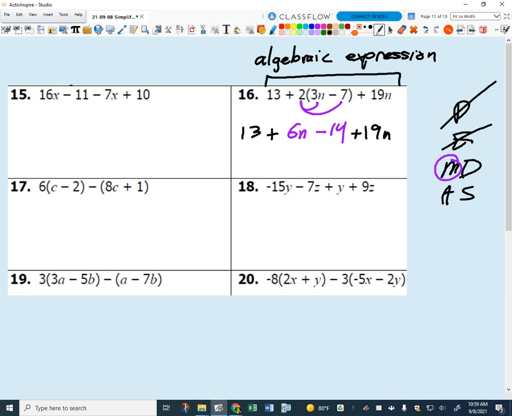Last step, I'm just combining like terms. I can't combine stuff that's not like terms. And so what have I got for like terms? Well, let's do the variables first. I've got a 6n plus a 19n. What's that add up to? 25n, right? Okay. I've got 6 of those things plus 19 of those gives me 25 of those n's. What about the other stuff? I've got a 13 minus a 14, which is minus 1, and we're done.